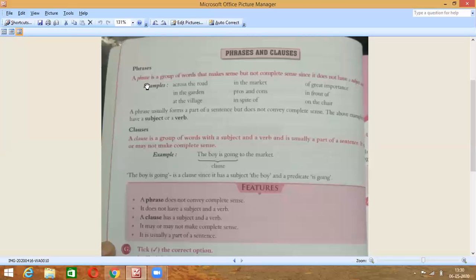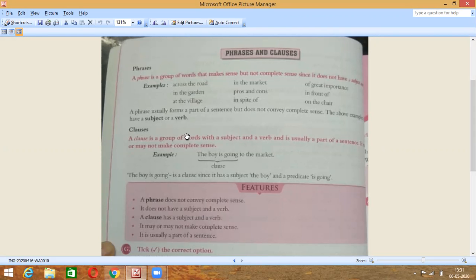A phrase is a group of words that makes sense but not complete sense. You can see that there is some group of words, okay? The phrases always make sense, but it does not make complete sense, since it does not have a subject and verb. A phrase does not have a subject and a verb combination.